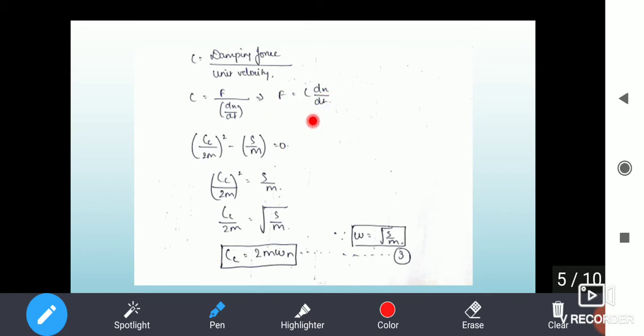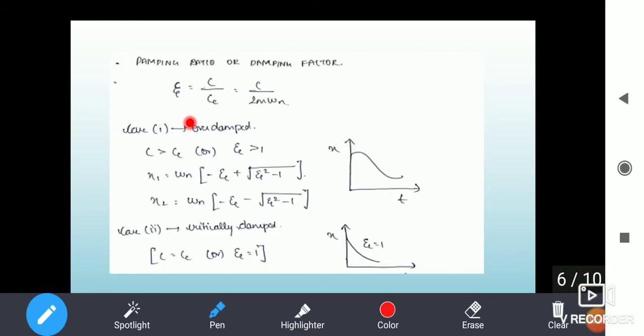So, the unit of damping coefficient as well as critical damping coefficient is the same. The damping force is in Newton, and velocity is in meter per second. So the unit will be Newton per meter per second. For both damping coefficient and critical damping coefficient, the unit is the same, that is Newton per meter per second.